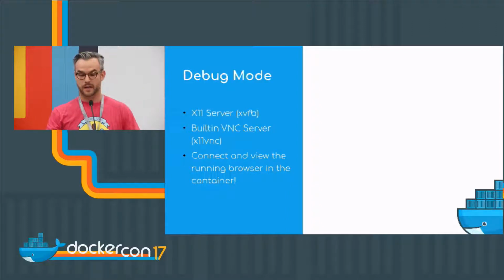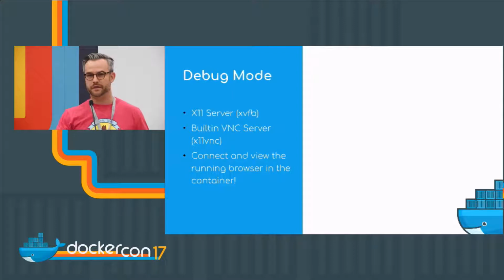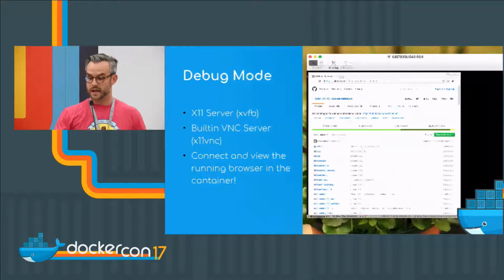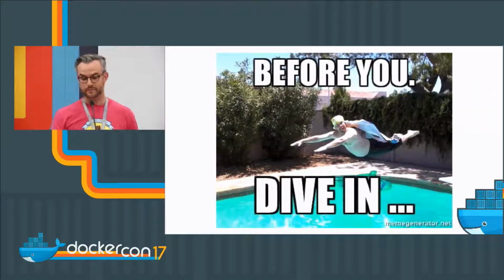But what we found really cool was that if you're running in debug mode, which there's an image available for, it actually has a built-in VNC server and a built-in X11 server. So if you're trying to debug some unexpected test results, you can connect using VNC to the container and see the browser running live. So in this screenshot, this is a VNC client connected to a running container, and normally you'd have some tests running.